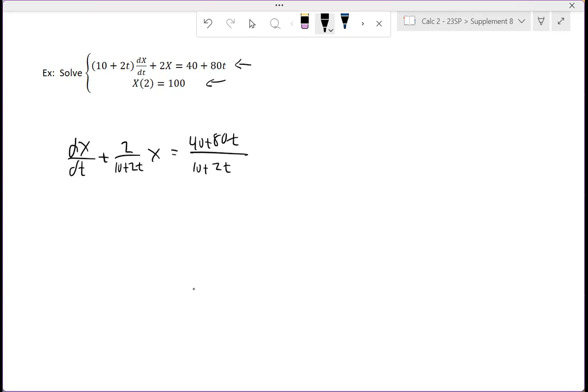Now I can ask, what is my integrating factor going to be? I see that p of t, in this case, is going to be 2 over 10 plus 2t, or it's going to be 1 over 5 plus t. And my integrating factor, mu of t, is going to be e to the integral p of t dt. The integral of 1 over 5 plus t is log of 5 plus t.